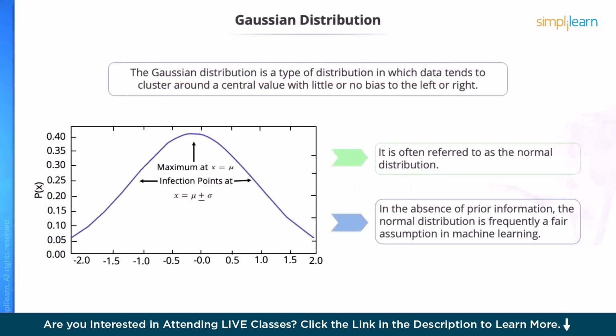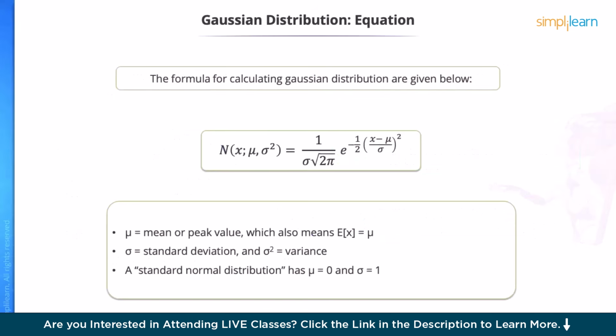Gaussian distribution. The Gaussian distribution is a type of distribution in which data tends to cluster around a central value with little or no bias to the left or right. It is often referred to as normal distribution. In absence of prior information, the normal distribution is frequently a fair assumption in machine learning.